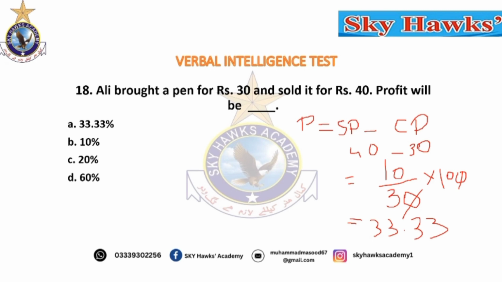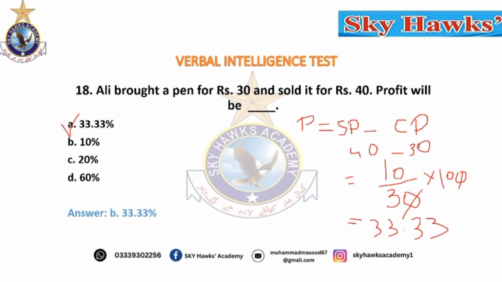Now see, let me tell you that you just have to follow the steps simply. First of all, for percentage questions, you have to find out the profit first, which is found by selling price minus cost price. Here 40 is the selling price, and Ali bought it for 30 rupees. So 40 minus 30 would be 10. For finding the percentage, we divide 10 by 30 and multiply by 100, which will give us the answer of 33.3%.